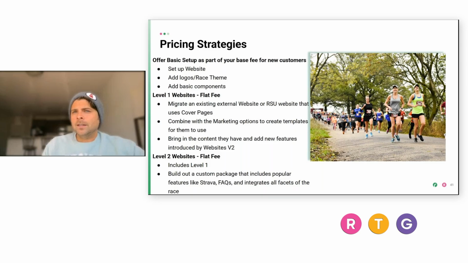You might just go pull components from their old website or from their cover page and move those into an image gallery so that they have access to them for other pieces. Or a level 2 would be that level 1 all included, but then build out a custom package that includes some of the more popular features. If you are offering course certifying, consider saying, hey, I will build in this Strava component with it.